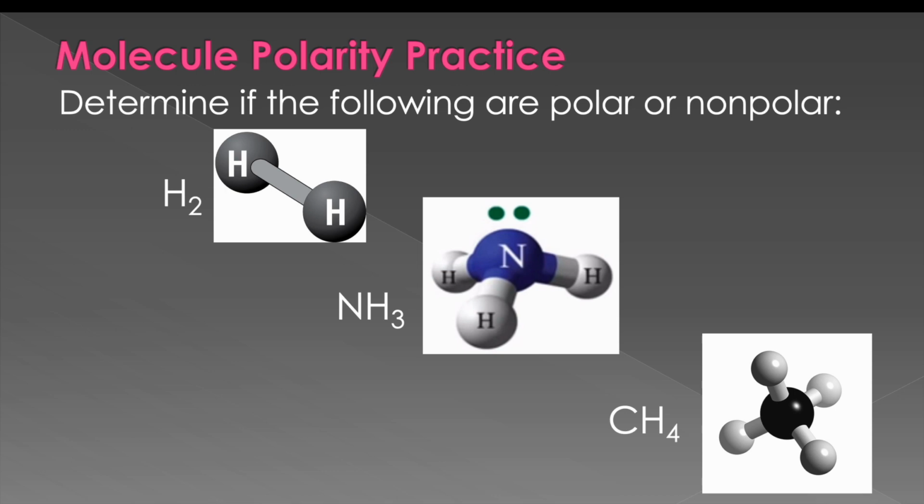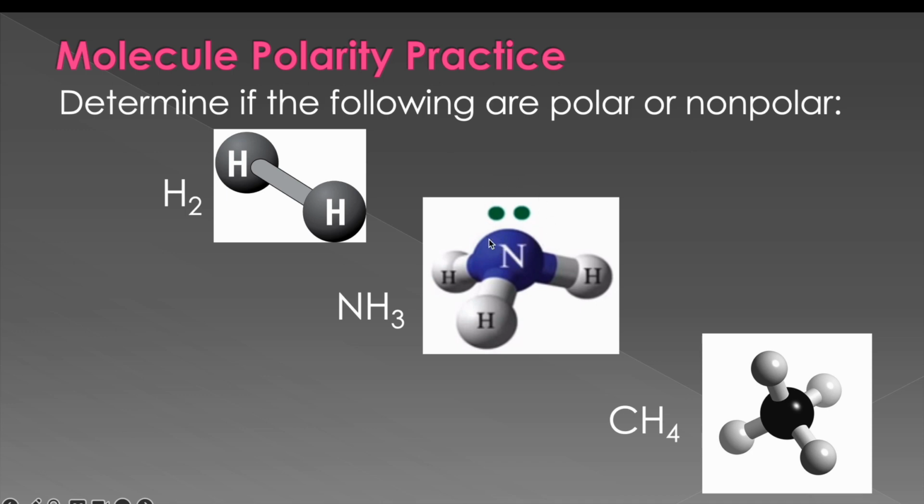Now let's look back at molecular polarity practice. Determine if the following are polar or nonpolar, okay? The first one just has one bond in it. So if the bond is polar, the molecule is polar. If the bond is nonpolar, the molecule is nonpolar. So this is a nonpolar bond because there's an even tug of war on electrons. This one, it's bonded to all the same thing, but it has lone pairs on the central atom. Therefore, it has to be polar.